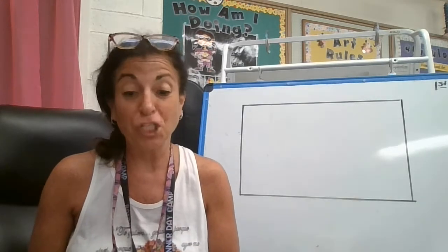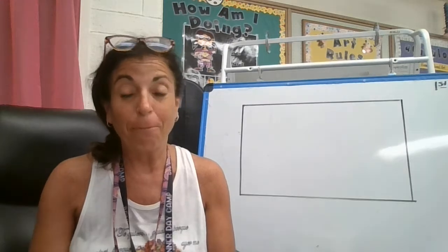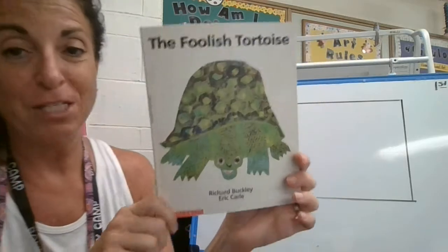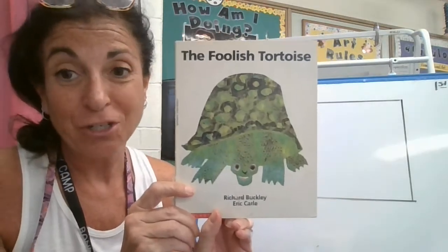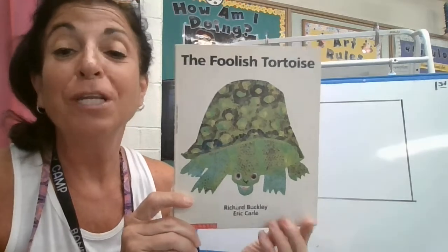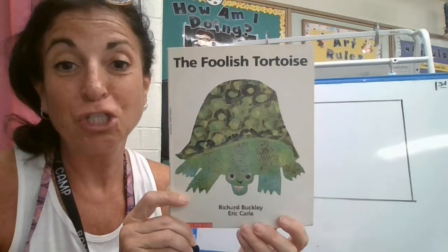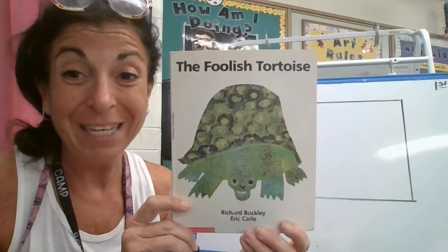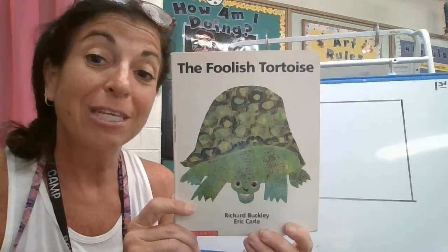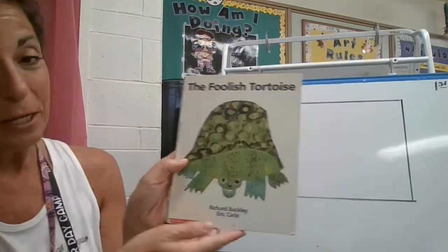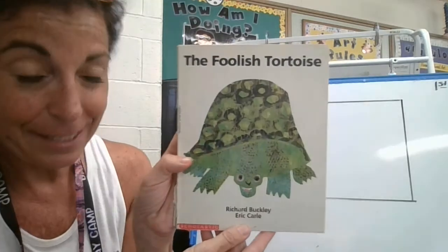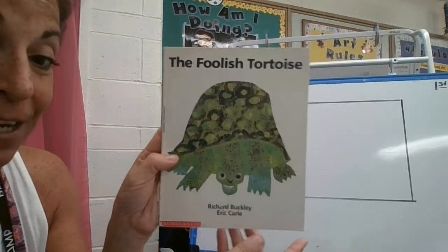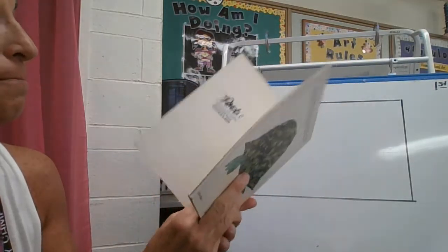Today, I am going to be sharing a story with you by Richard Buckley, and the illustrator of this story is Eric Carle, who is a very famous artist who draws pictures for children's books. We are going to use this story, The Foolish Tortoise, as inspiration for a fun project we are going to begin creating today using lines. So here we go. This is The Foolish Tortoise. It's written by Richard Buckley, and the illustrator, again, is Eric Carle. An illustrator is an artist.